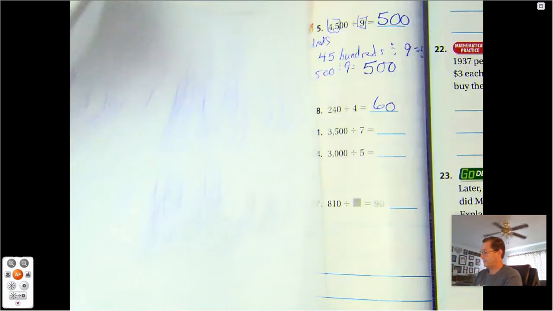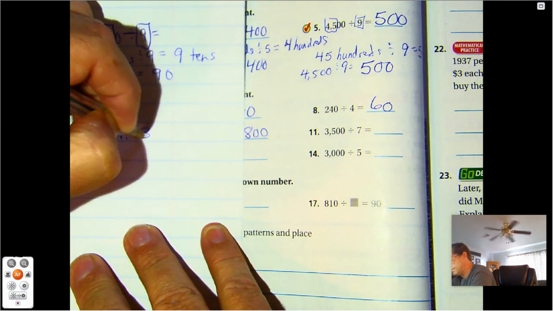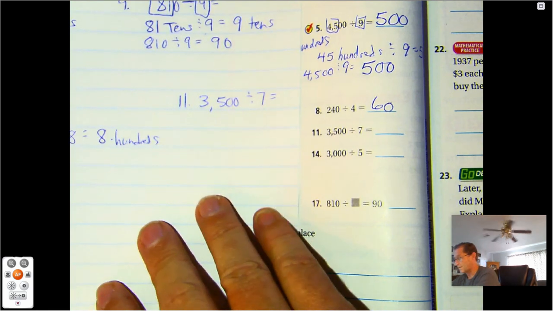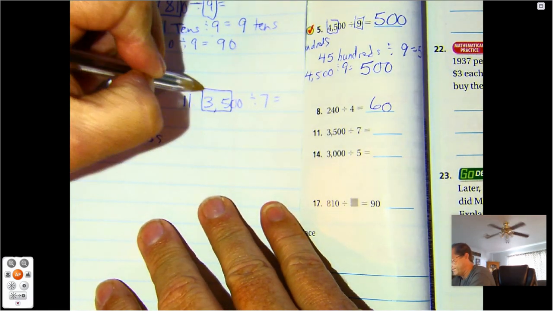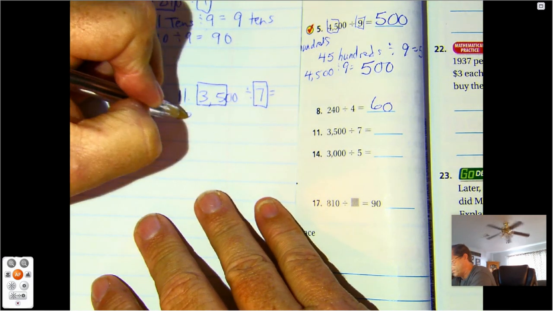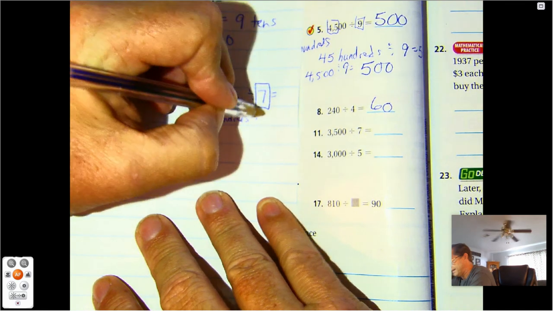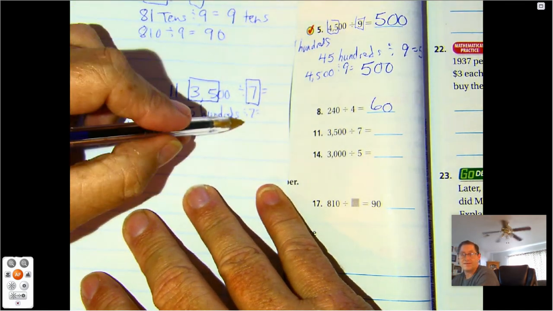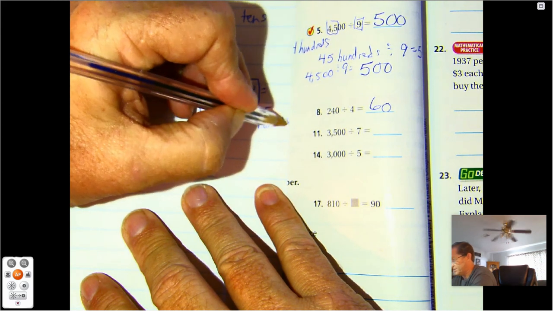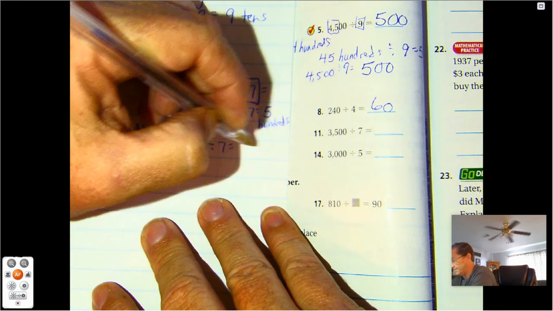Number 11, 3,500 divided by 7. Basic math fact, 35 divided by 7. 35 hundreds divided by 7. 35 divided by 7 is 5. So 5 hundreds. So 3,500 divided by 7 equals 500.